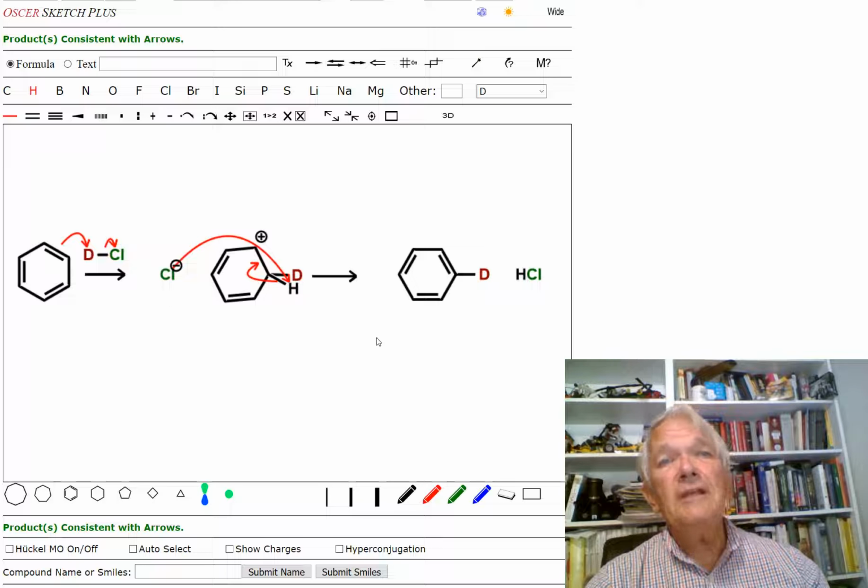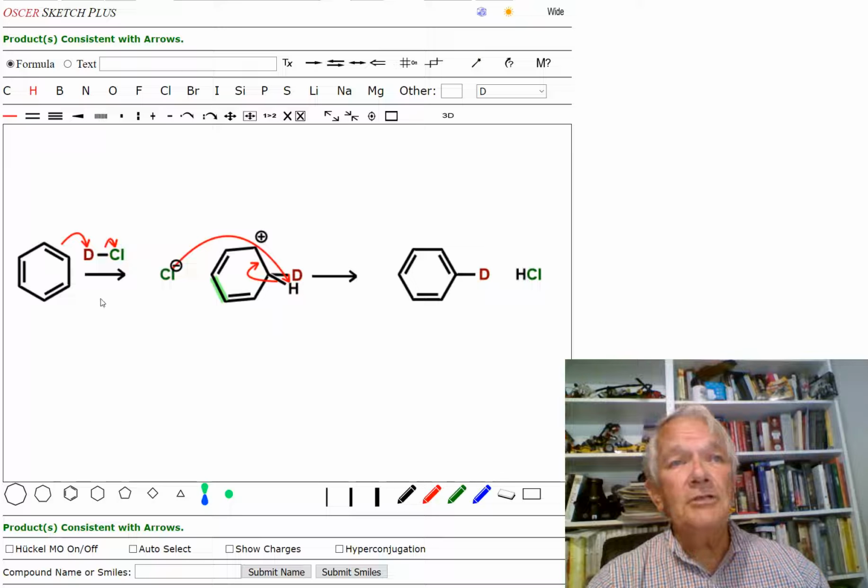Now, this reaction, I say, is pretty slow. How could we make it faster? Well, one way to make it faster is to stabilize the intermediate species. Because if you stabilize the intermediate, chances are you would also stabilize the transition state leading to that intermediate. How can you stabilize that positive charge? Well, put something on it.